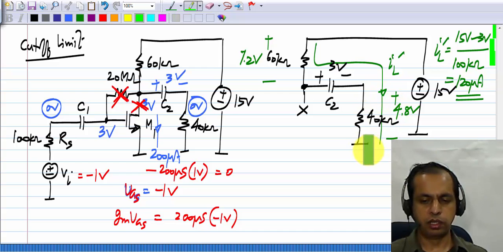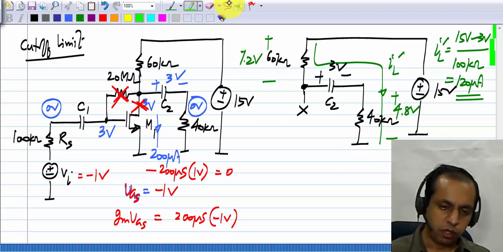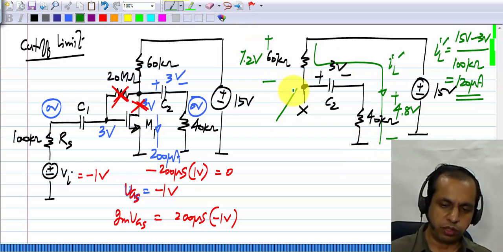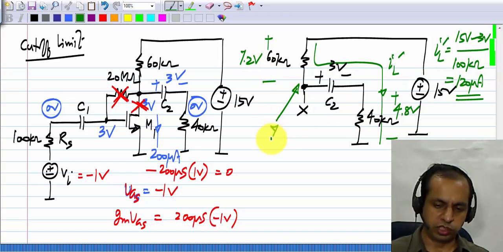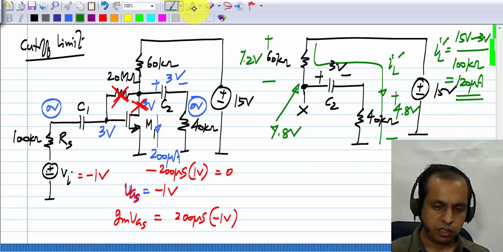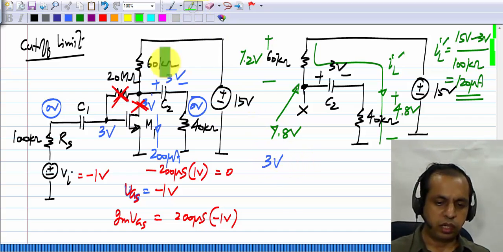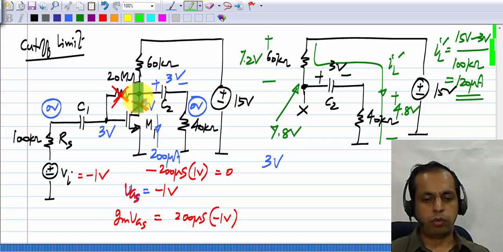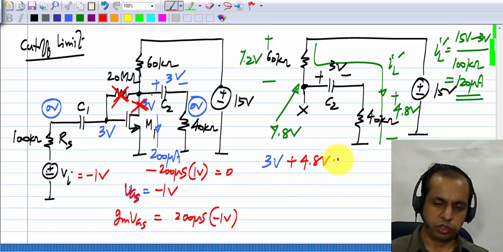So the output is 4.8 volts when the transistor just cuts off. And also interesting is what this value is. That value is 15 minus 7.2, which is 7.8 volts. And another way to calculate the same thing is to add the quiescent drain voltage, which is 3 volts, and the incremental drain voltage, which is minus Gm times RD parallel RL times minus 1 volt. In other words, 3 volts plus 4.8 volts, which becomes 7.8.